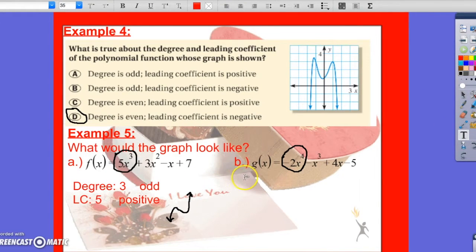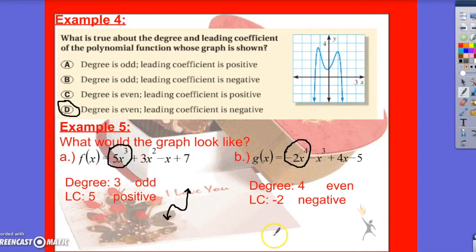All right, so let's answer the same questions about B. My degree is 4. 4 is even. My leading coefficient is -2. Don't forget, leading coefficient is positive or negative, not odd or even. Sometimes a lot of people mix up which one's which. All right, it's negative. So if you go back to your chart, even and negative, our graph looks something like this.